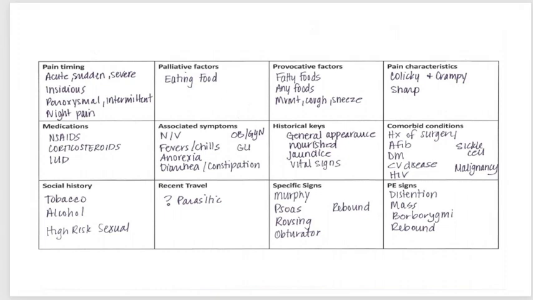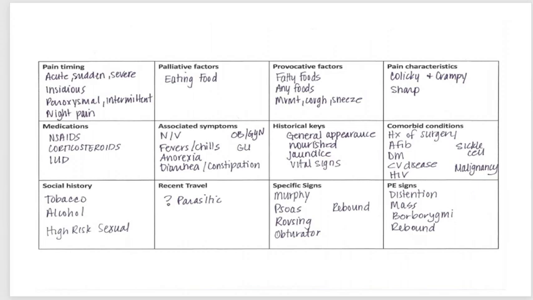Your specific signs, we have another slide coming up on that, but just for purposes of putting it all together, Murphy, psoas, Rovsing's, obturator, and then rebound tenderness are the main ones. Physical exam signs: distension, is there an abdominal mass? Is there borborygmi or rebound? Is there abdominal fullness? Are you able to touch the abdomen? Is there lots of tenderness?